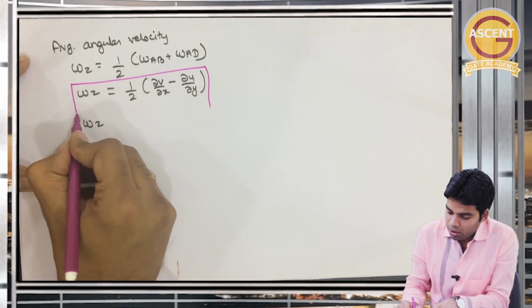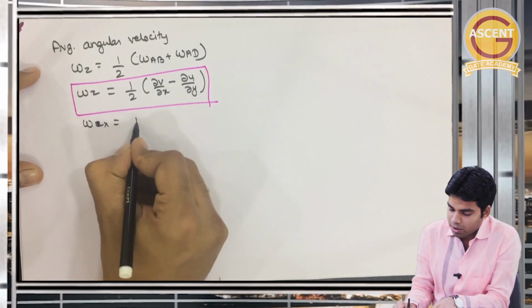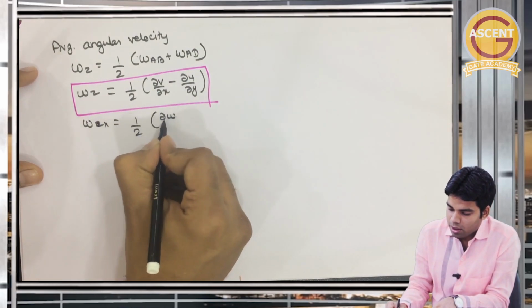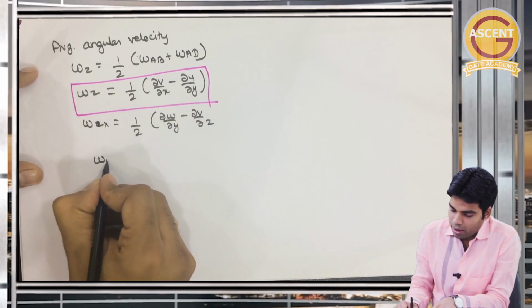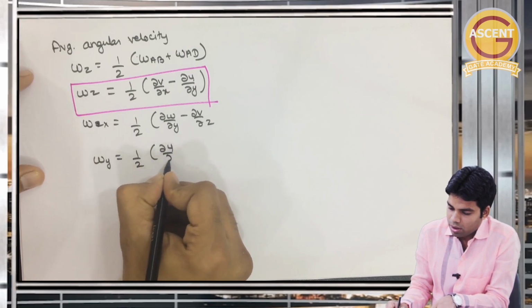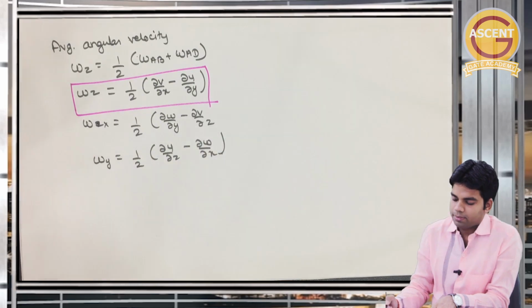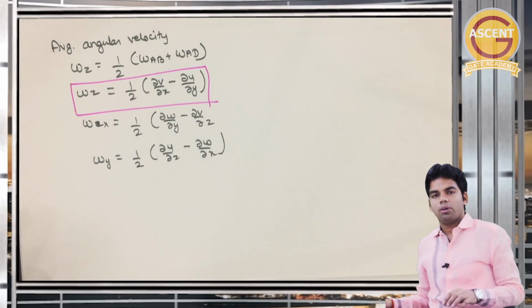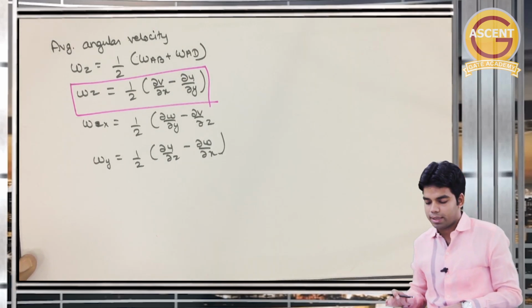Okay, similarly we can determine omega x and omega y as well. Okay, so from here this omega x will be equal to half of del w by del y minus del v by del z, and omega y will be equal to half of del u by del z minus del w by del x. Clear or not? Okay, so this is how we can determine the omega x, omega y and omega z.